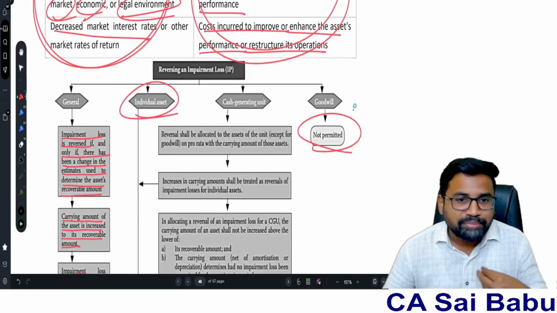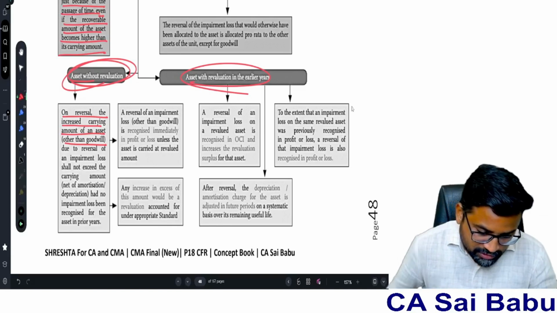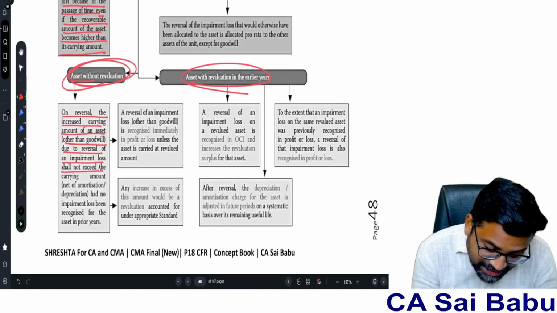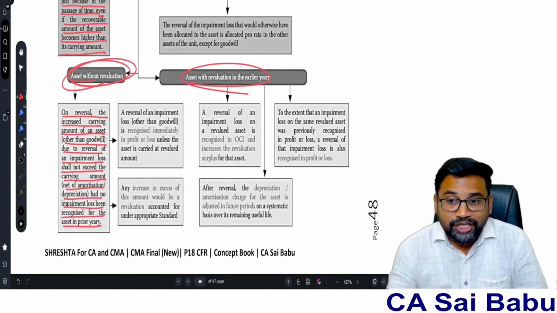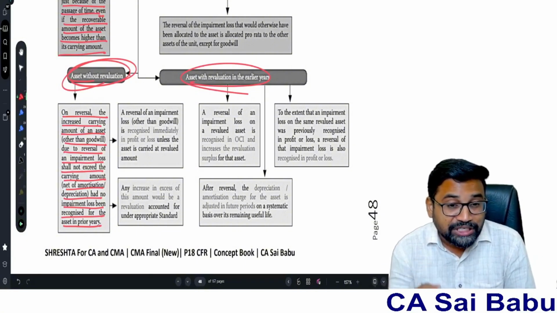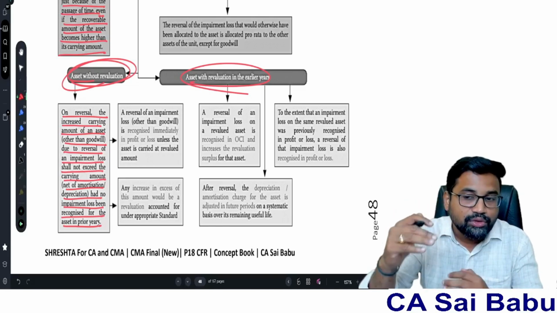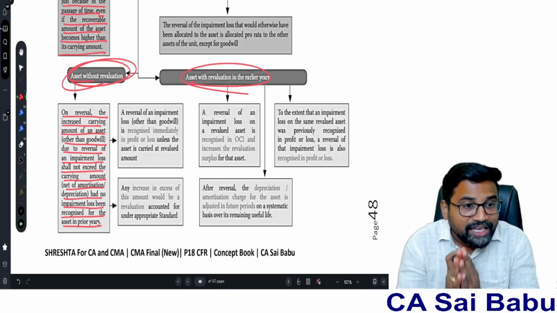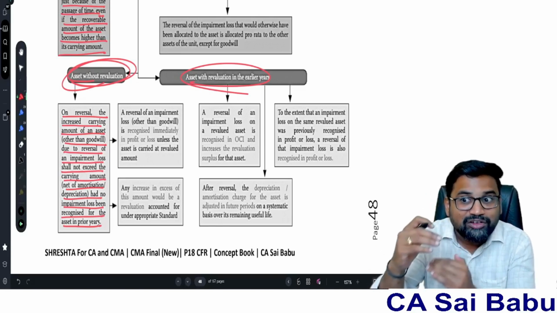So once you book the impairment loss for the goodwill, the reversal of impairment loss concept is not applicable for goodwill. Ignore it. So on reversal, the increased carrying amount of the asset due to reversal of impairment loss shall not exceed the carrying amount, net of amortization or depreciation, had no impairment loss been recognized for the asset in prior years. Now, when you are doing the reversal of impairment loss, one golden principle is you have to increase the asset value only to the extent that, suppose you had not provided any impairment loss, what would be the carrying amount of the asset? So that will be your limit. That will be your benchmark.